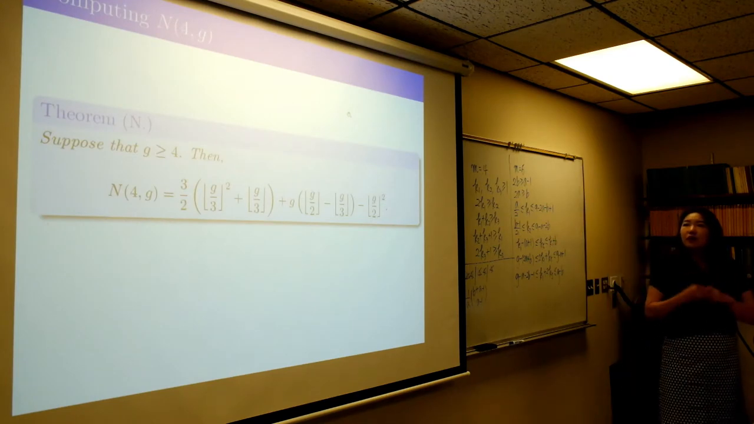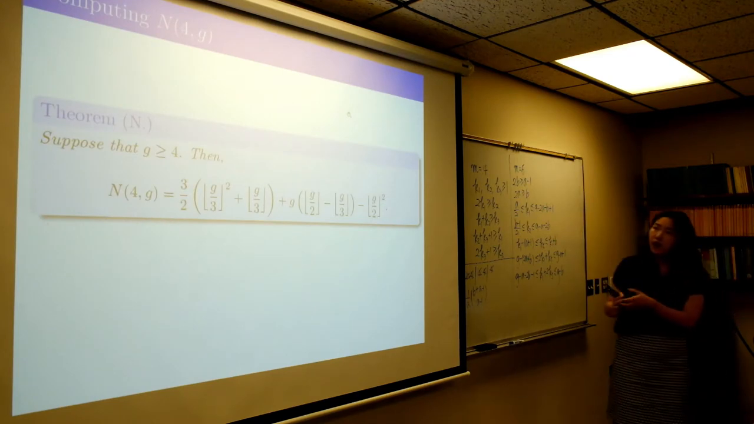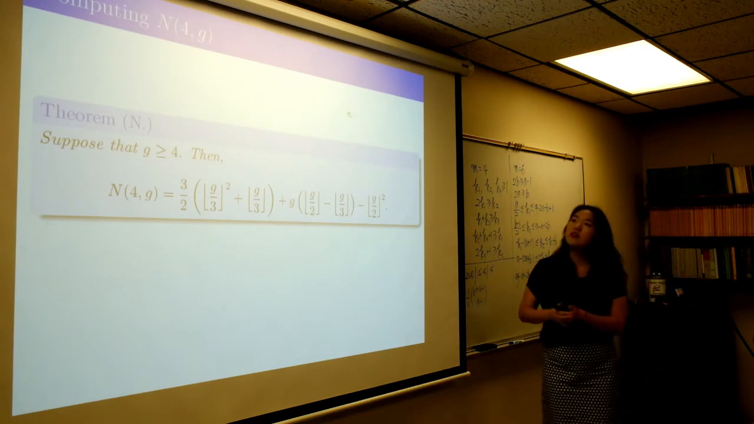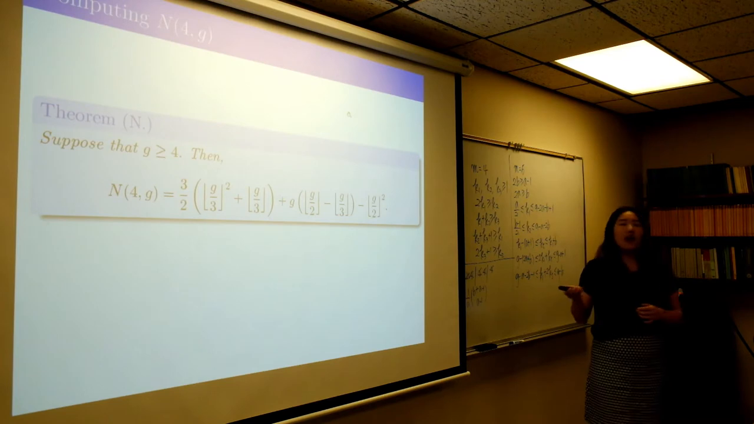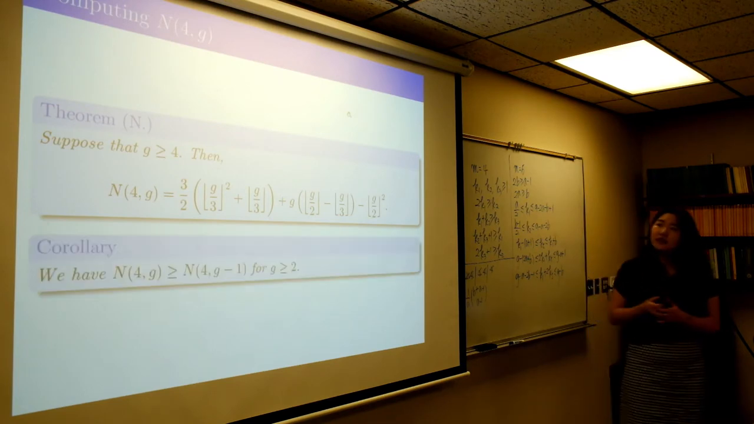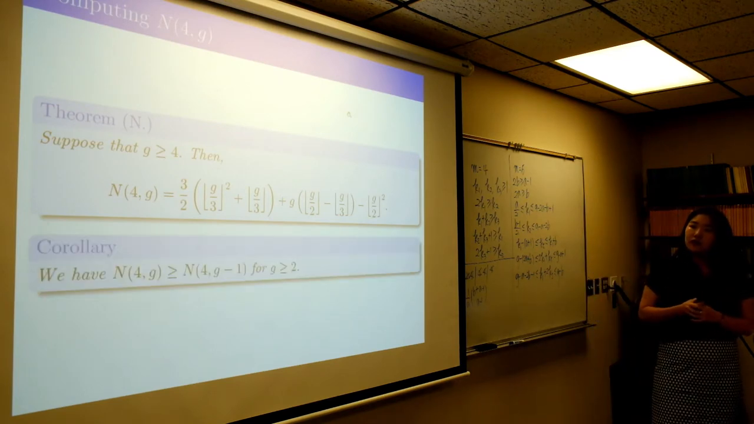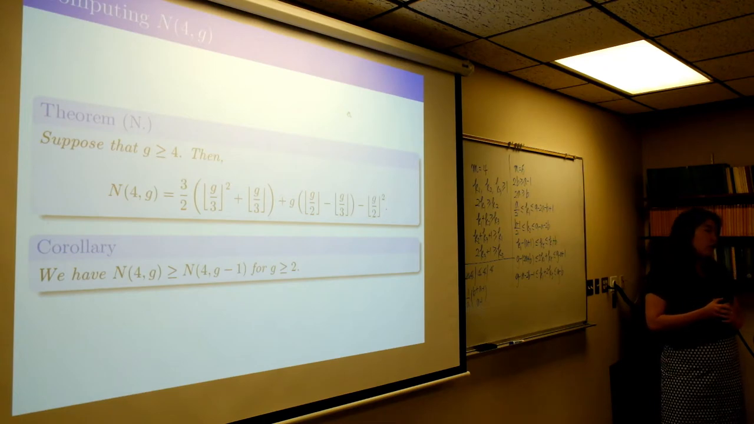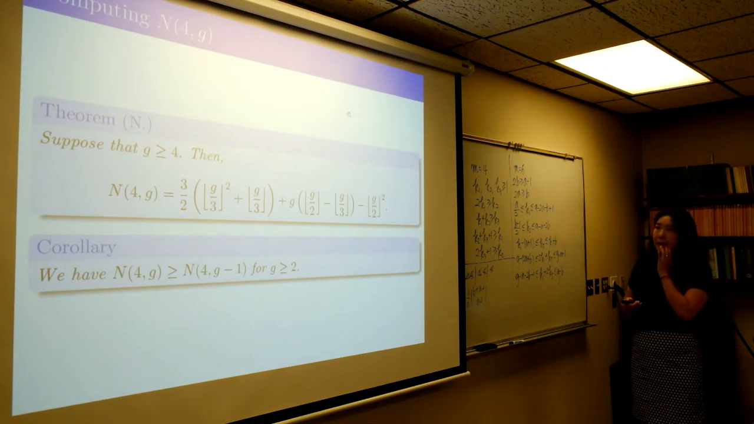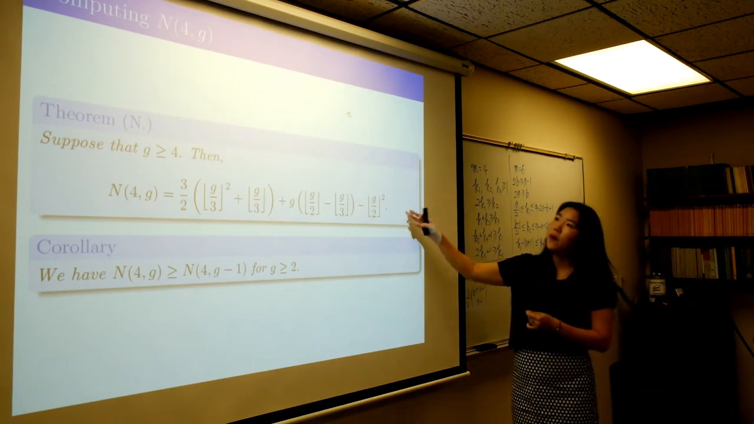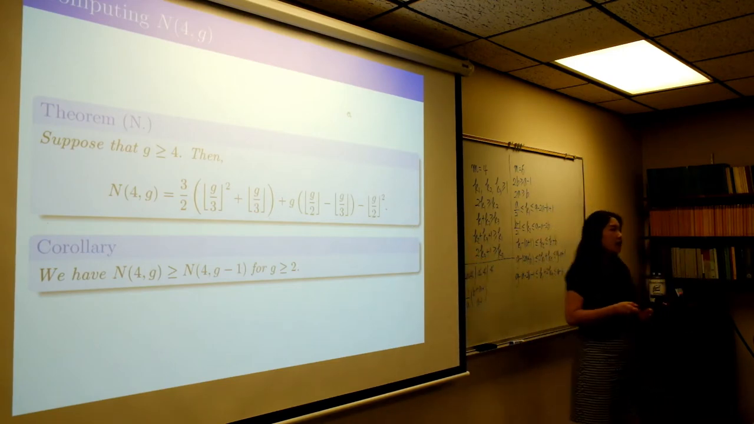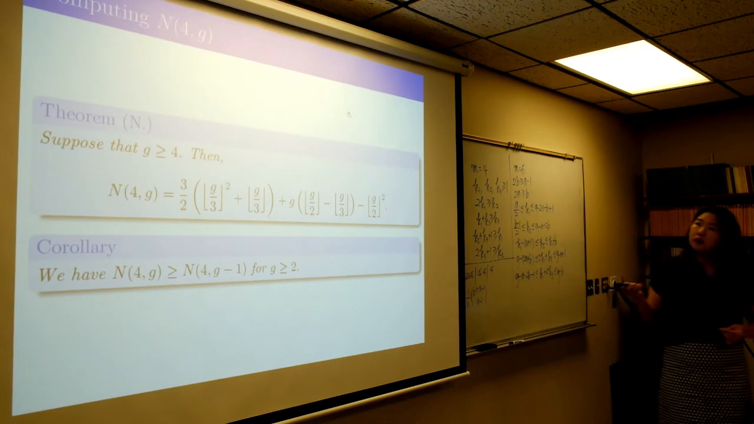So when g is greater than or equal to 4, luckily this is a one-line formula for N4(g), and by looking at this, we can easily show that Kaplan's conjecture is true when m is equal to 4. And from now on, I'm going to explain how I got this theorem and what's more behind that.